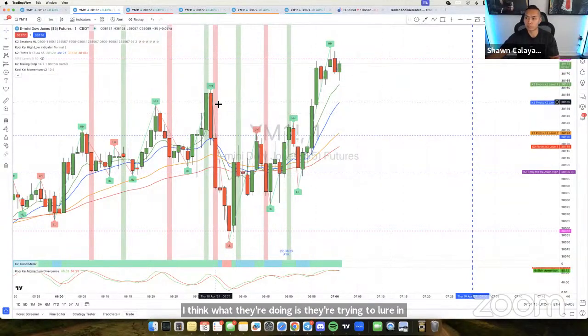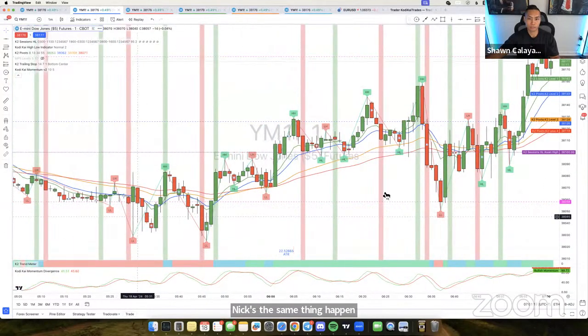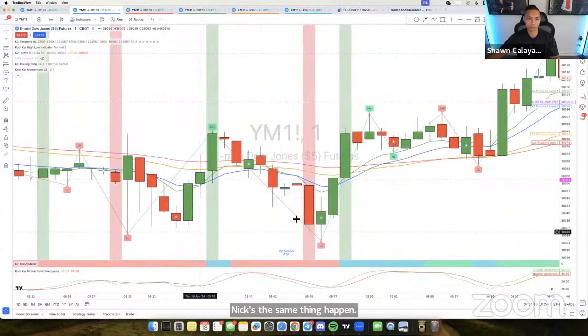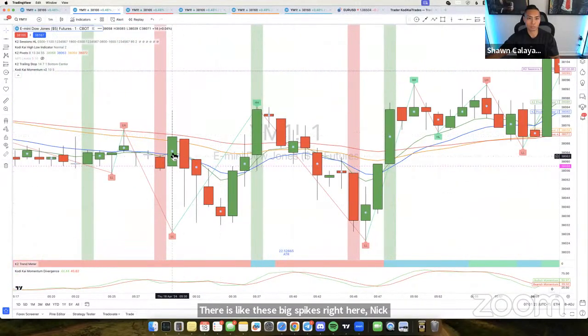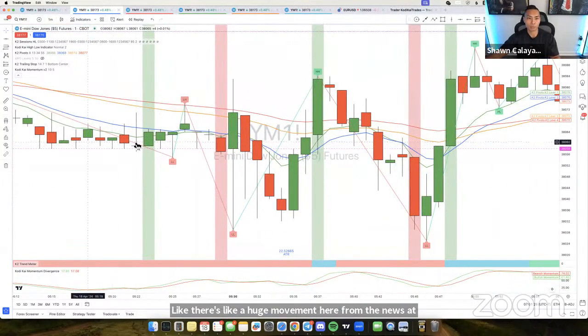Nick said the same thing happened. There were these big spikes right here, Nick. There's a huge movement here from the news at 5:30. The news is right here at 5:30. You can see how these candles are way different from the prior ones, right? The prior ones are moving normal, and then the 5:30 candle was a huge wick on both sides. This one had a huge wick on the bottom.